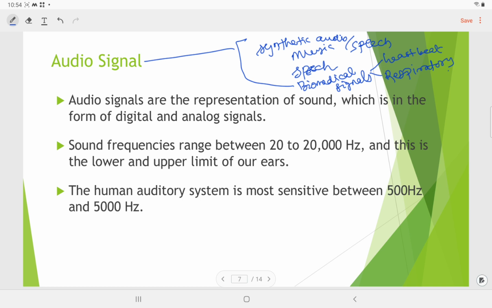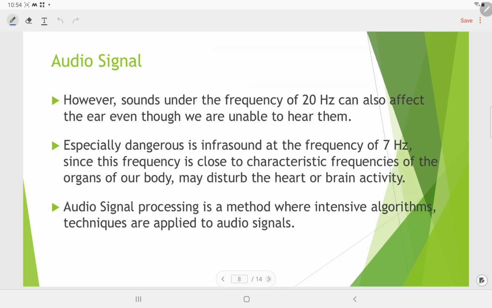Then the frequency range of sound is well known to everybody. The range is between 20 hertz and 20 kilohertz. This represents the lower and upper limits of our ears. Though 20 hertz and 20 kilohertz are the limits, the human auditory system is most sensitive between 500 hertz and 5 kilohertz.